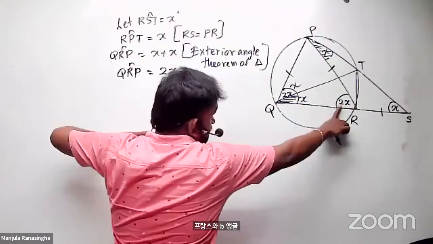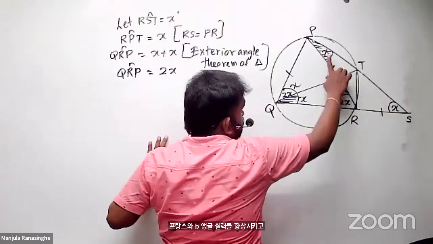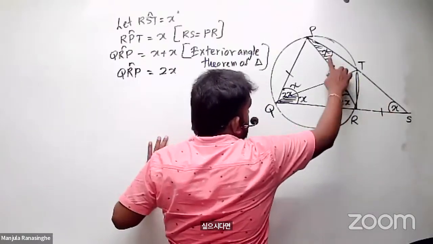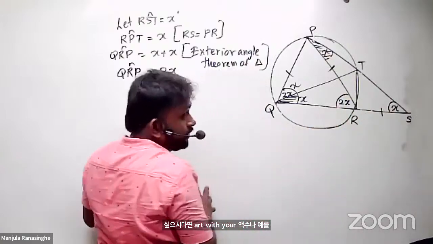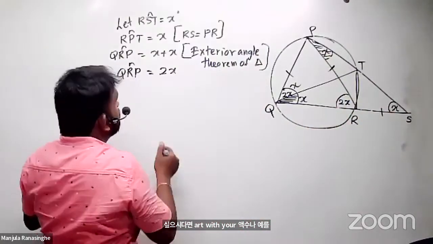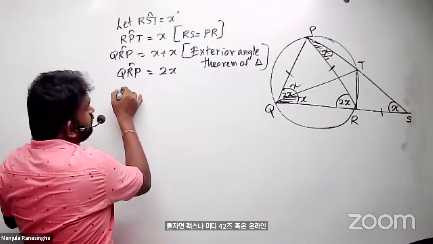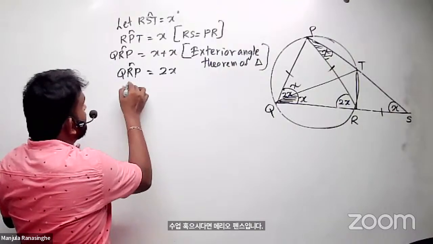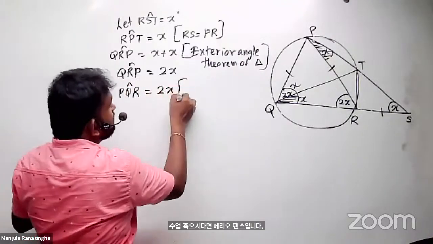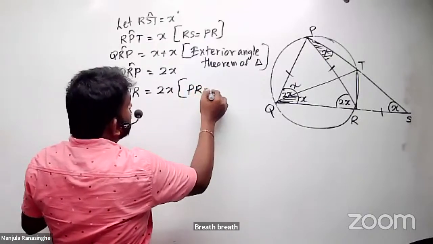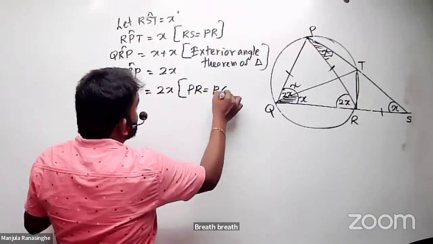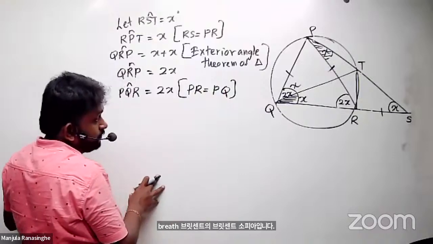This one was 2X. This one became X, therefore this one also became X, the two sides equal. Now the sum becomes 2X, by the exterior angle theorem. And then you can say that PQR angle is also 2X. What is the reason? PR equal PQ. Two sides are equal, then the two angles are equal.